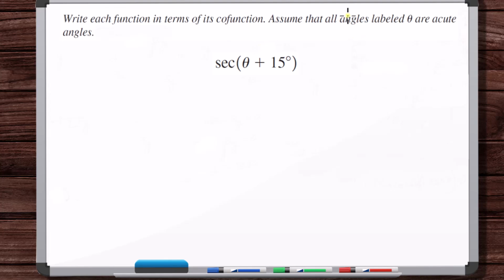All right, we're assuming that theta here is an acute angle. So the cofunction pair of secant is cosecant. And all we're going to do is 90 minus this entire angle. You got to get that right. Don't do this. No, because you're not subtracting the entire angle from 90. So this is 90 minus theta minus 15. This is 75 minus theta.